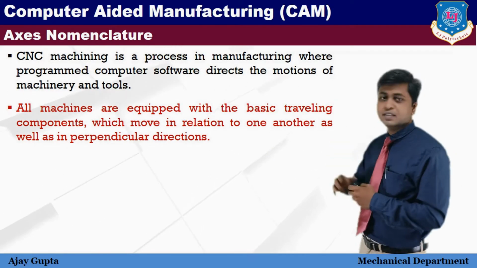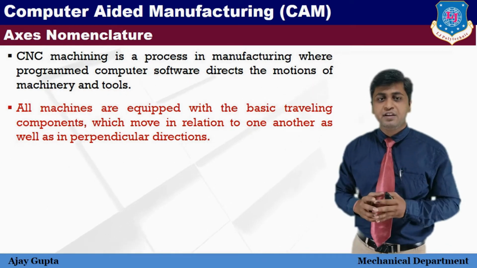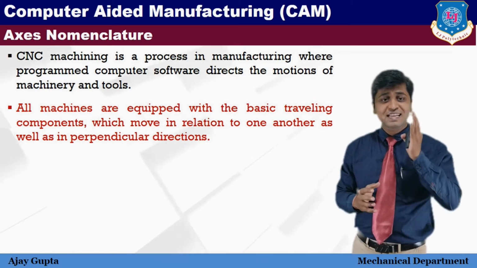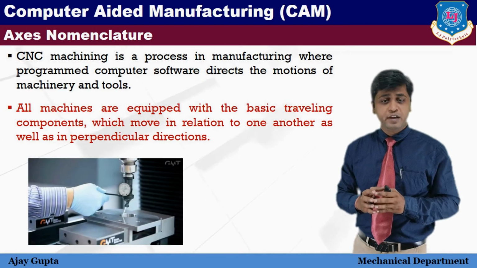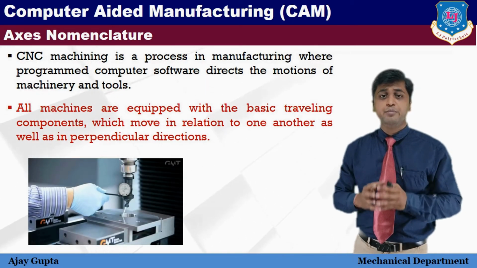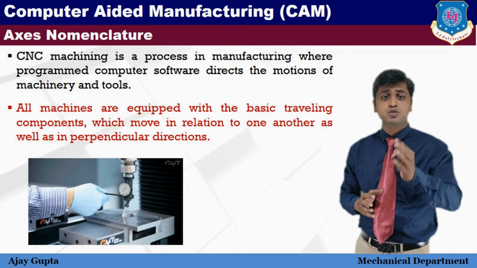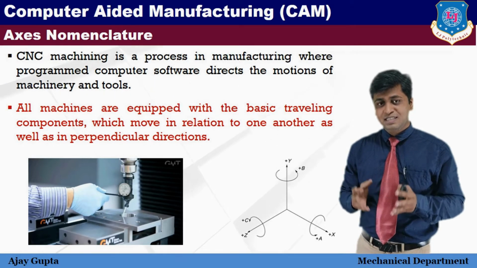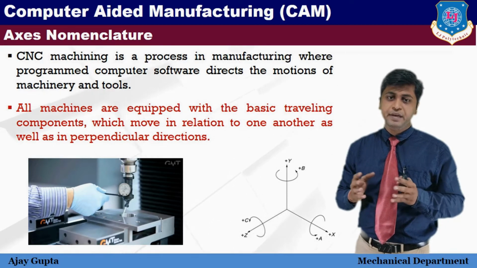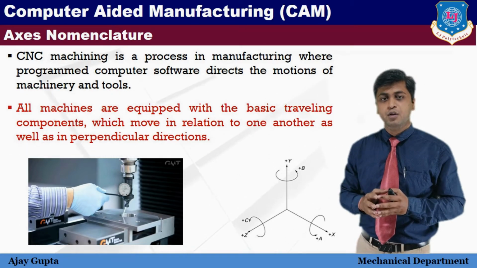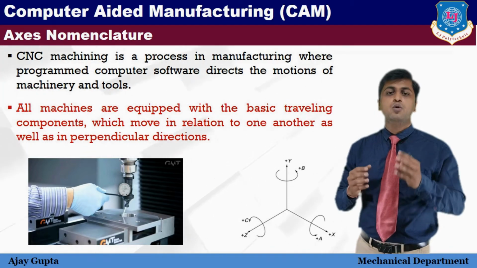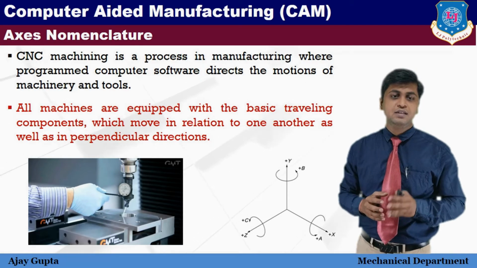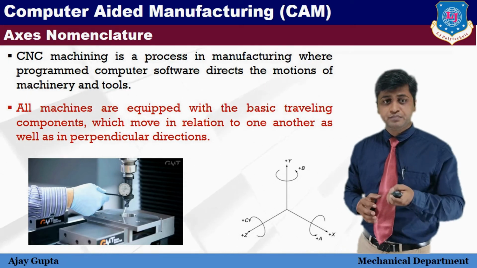So next we will see the axis nomenclature. What is this? The CNC machine is a process in manufacturing where programmed computer software directs the motion of the machinery and tools. All machines are equipped with basic traveling components which move in relation to one another as well as in the perpendicular direction.